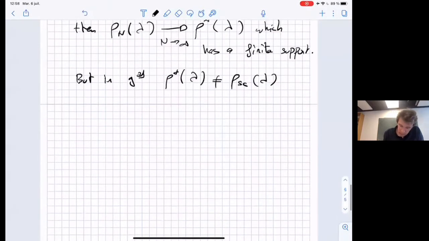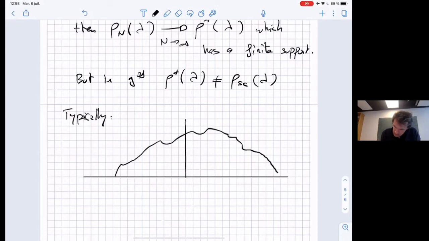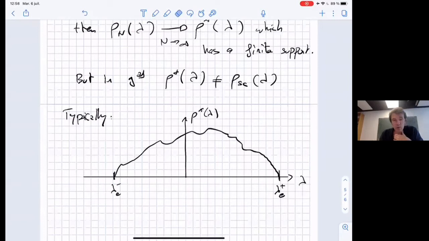So typically, it will have this shape. Might have something a bit random like that. Okay, it will typically have this shape here, so different from the Wigner semicircle, and you will have an edge here. So I call it lambda e plus, and another one which would be lambda e minus, because they can be different. So they will be globally different from the Wigner semicircle.